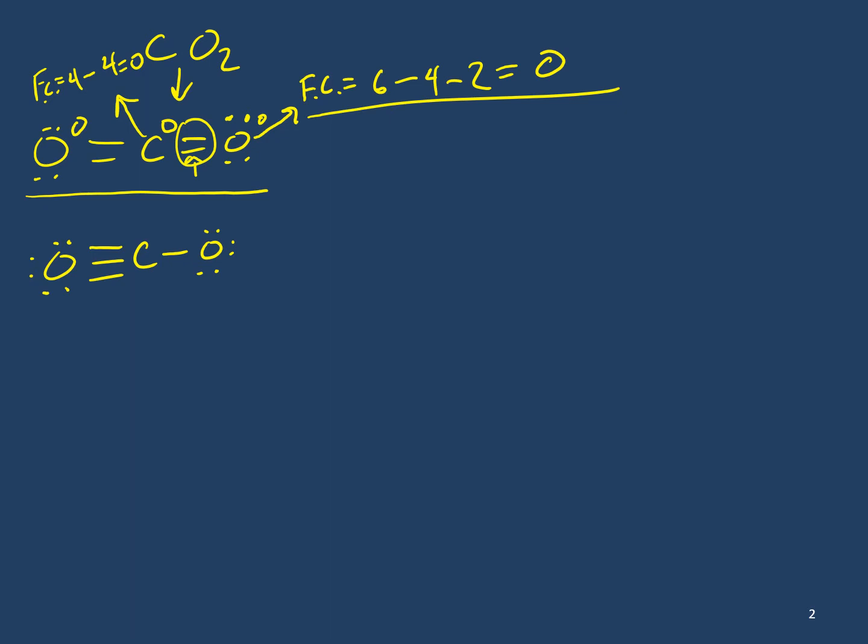But down here, if we calculate the formal charge of this oxygen, it's a little different. Formal charge is equal to 6 still. That's how many valence electrons oxygen has. Minus 6 dots and 1 stick. Or in other words, a -1 formal charge here.